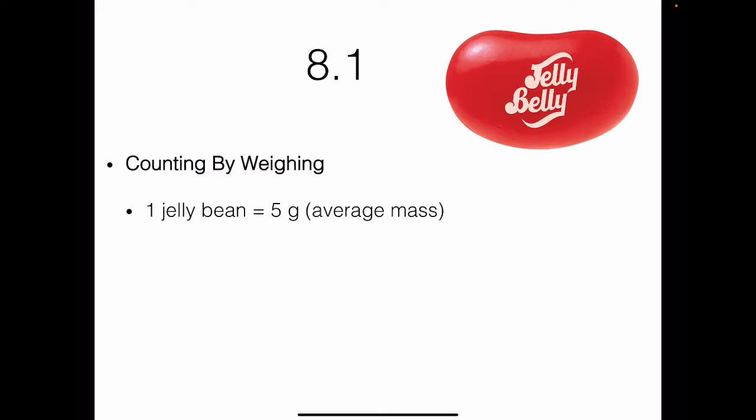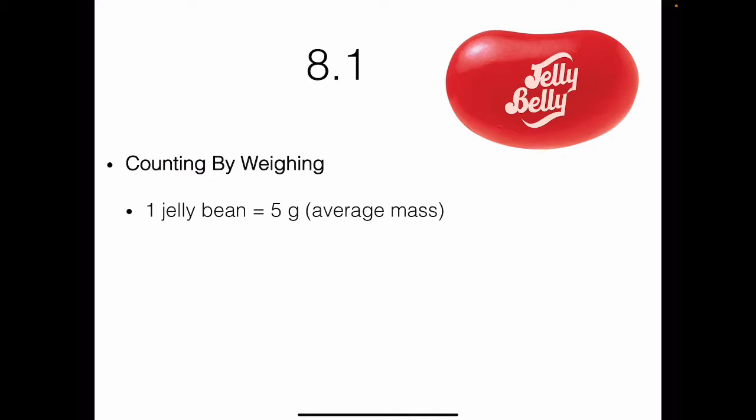So if we're saying that one jelly bean is approximately equal to 5 grams. Now, those of you who are a little bit familiar with gram measurements are probably noticing that 5 grams is going to be a little bit high for a jelly bean, but we're just using it as an example to get us started. So we're assuming that many jelly beans have been massed and that the average mass of those jelly beans is 5 grams.